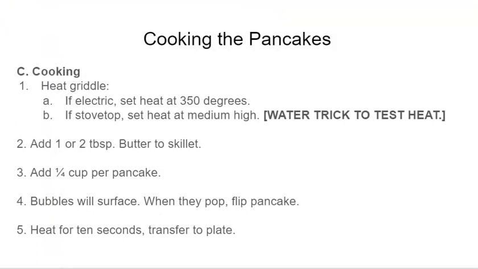Now my first category here I put down is heating. Okay, so I've put this in 2 separate parts. If electric, I set it at 350 degrees, and if it's on the stovetop, then I set heat at medium high, and I put another bracket here, water trick to test heat. Now you may not know what I'm talking about, but that's okay. You're not giving the speech. This is a reminder to me.